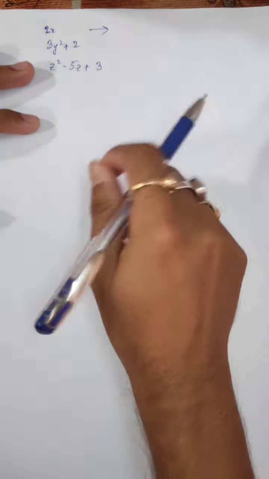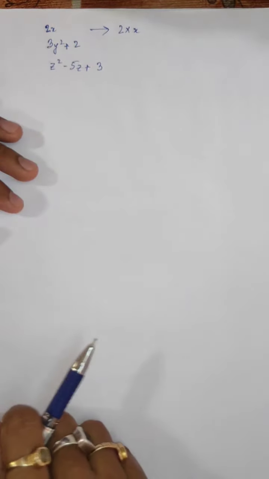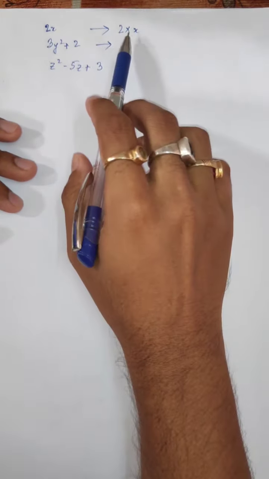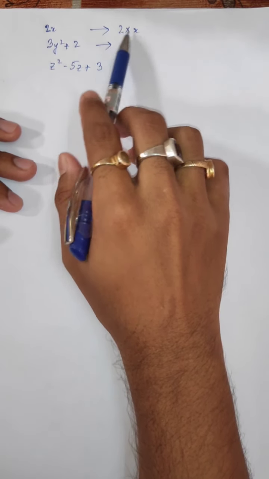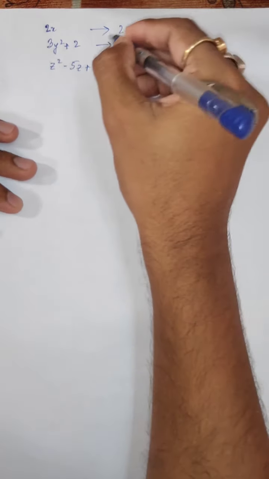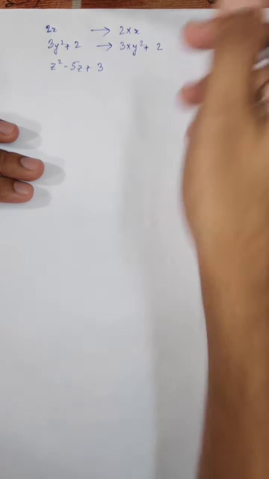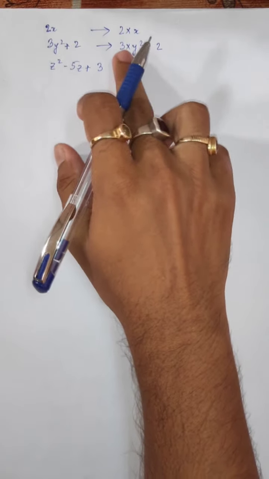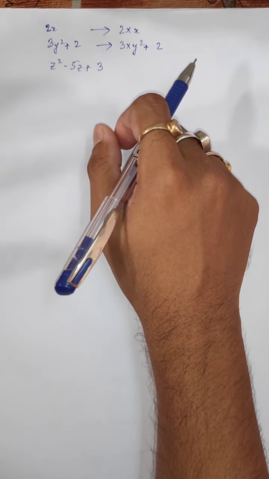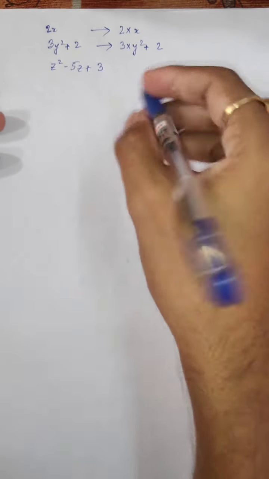Now, 2x can be written as 2 into x. Actually, these are in the multiplication relation. 2x means 2 into x. So in 2x, this x is the variable and this 2 is the coefficient of x. And 3y square plus 2 can be written as 3 into y square plus 2. So the coefficient of y square is 3. The constant associated with a variable is called the coefficient, and it is in multiplication or division relation with the variable.